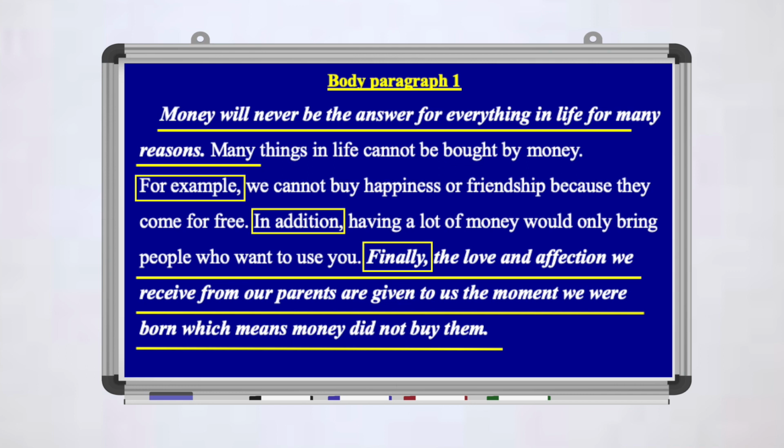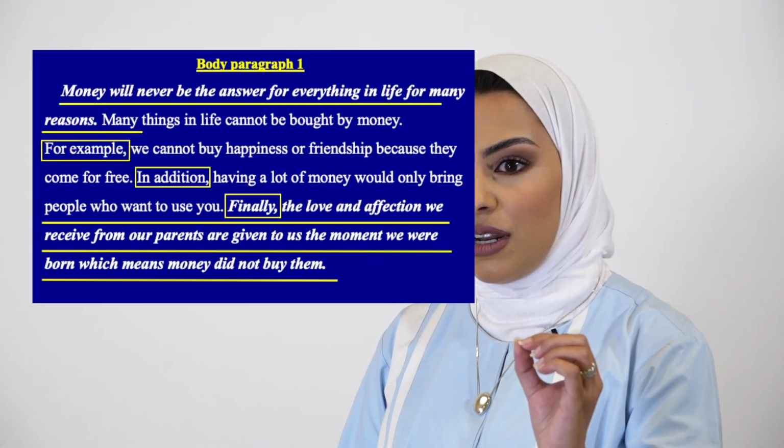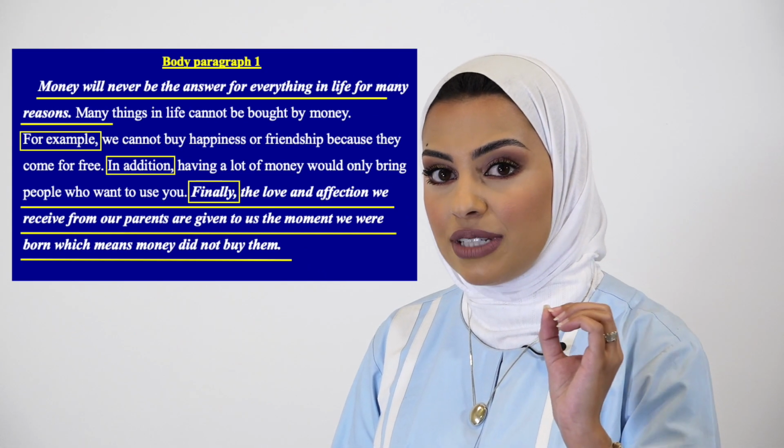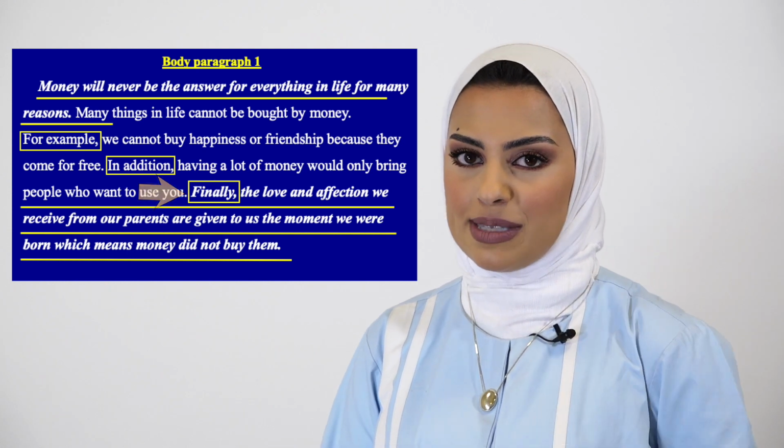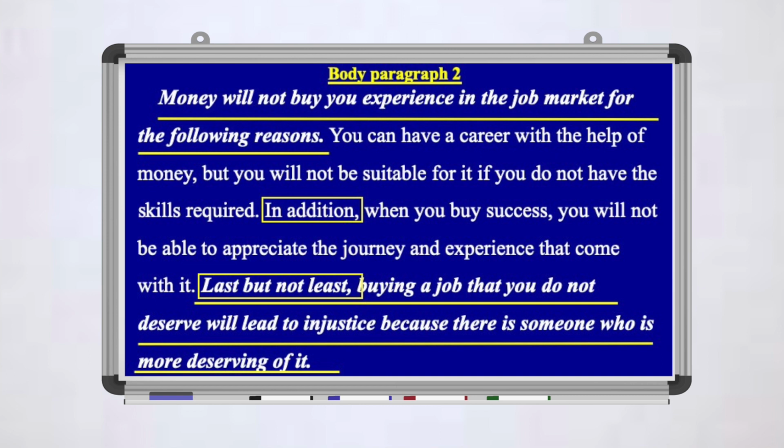Having a lot of money would only bring people who want to see you. And finally, the love and affection we receive from our parents are given to us the moment we were born, which means money did not buy them. See, in the last sentence, I added the word finally at the beginning because it's a concluding sentence for this paragraph. Let's see paragraph 2.